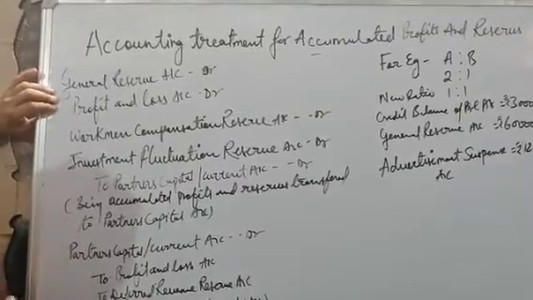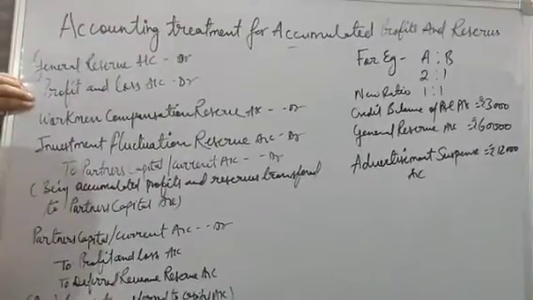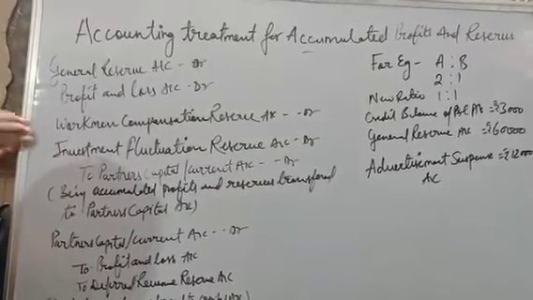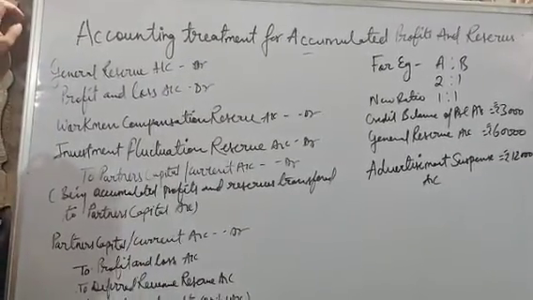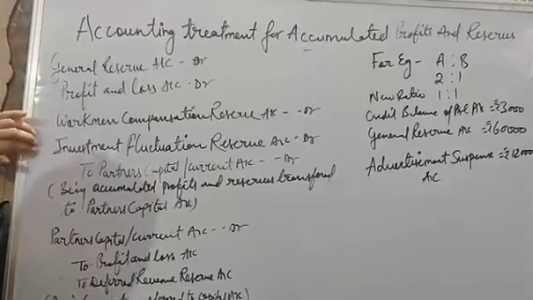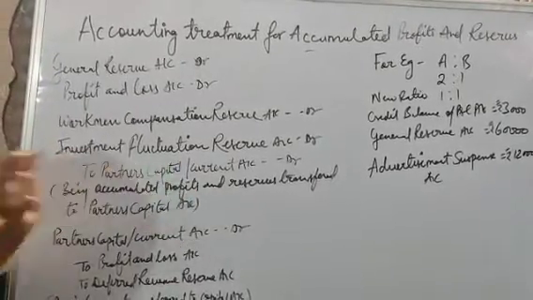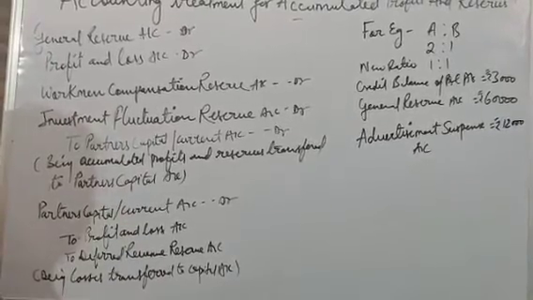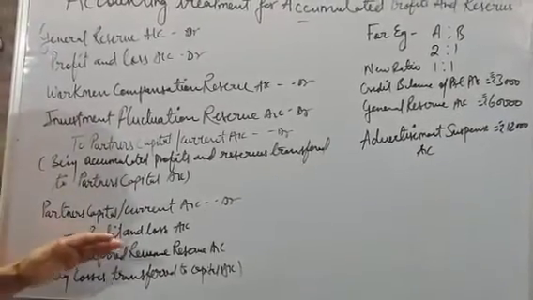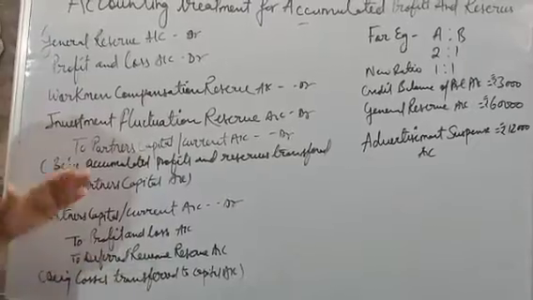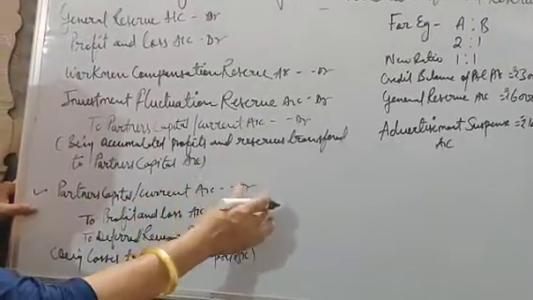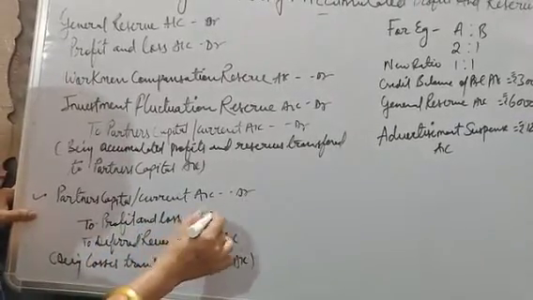For example, general reserve is given, profit is given in the profit and loss account, or workmen compensation reserve is given, investment fluctuation reserve is given, then you have to debit all that type of reserves and you have to credit all the partner's capital account, or current account if fixed capital account is there. If any loss is given in the question, then you have to transfer that loss to the partner's capital. Then you have to prepare entry: partner's capital or current account debit to profit and loss account if loss is there.